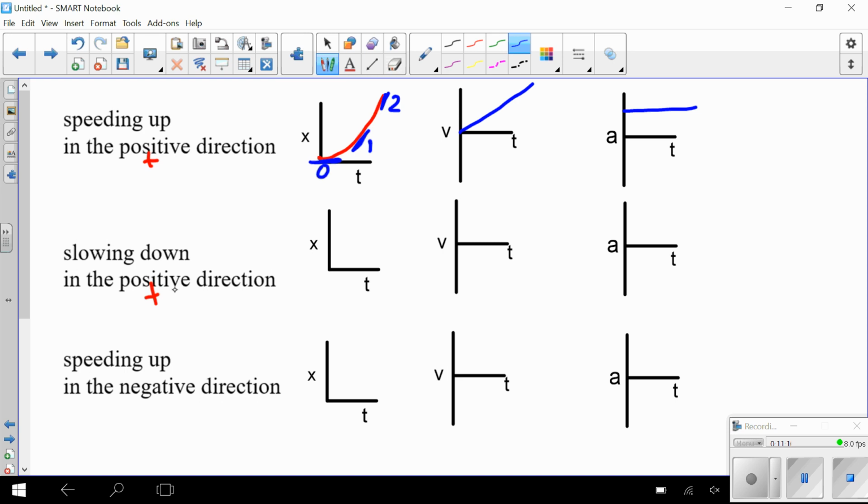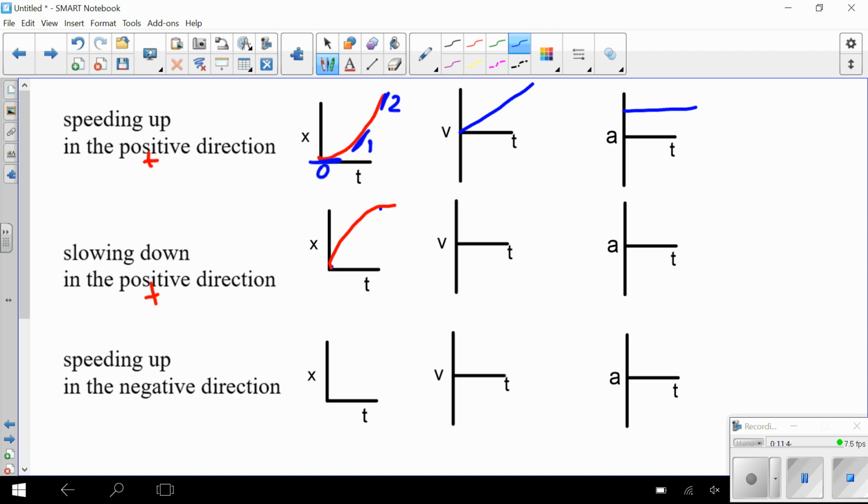Okay, slowing down in the positive direction. Again, we're going to start here and we're going to end up over there. We're going to start at 0 and move away, but now we're slowing down. That would mean my position is not changing as much as I keep going. So if I start here, this graph would look something like that.